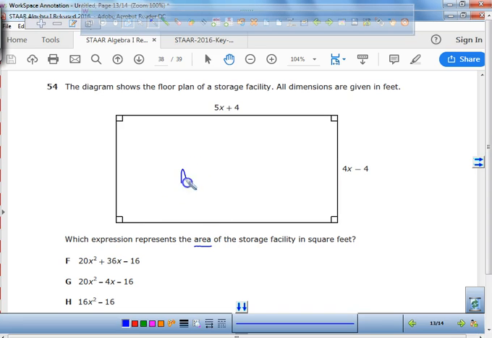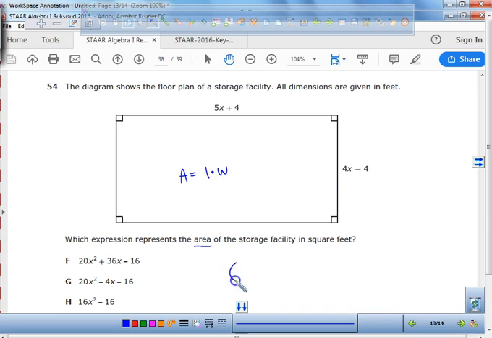How do you find the area of any rectangle? You should all know. That's right, length times width. That's it, length times width. Now a box would be length times width times height. That's a rectangular prism. This is just length times width. So let's just call this the length and call that the width.